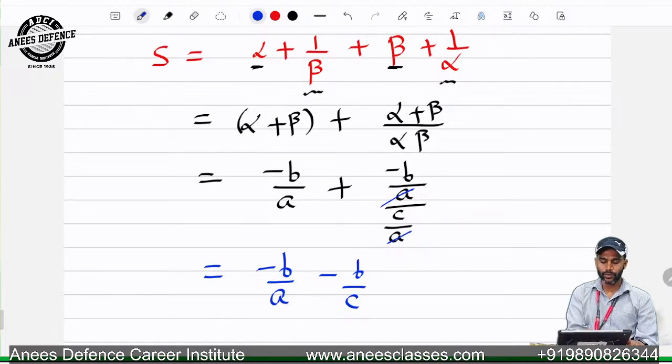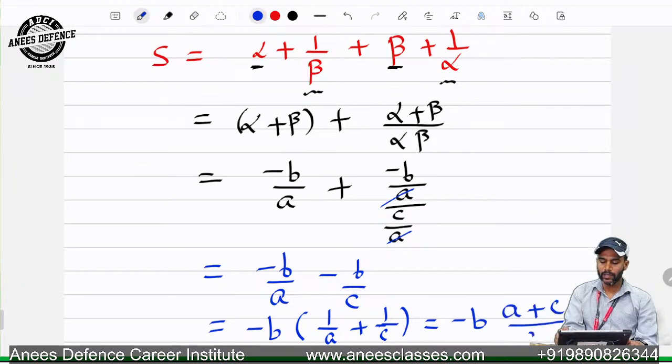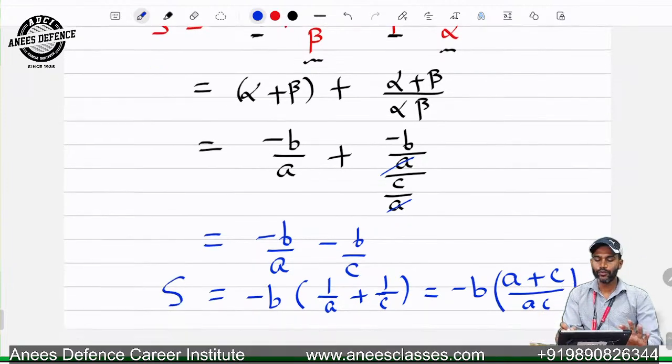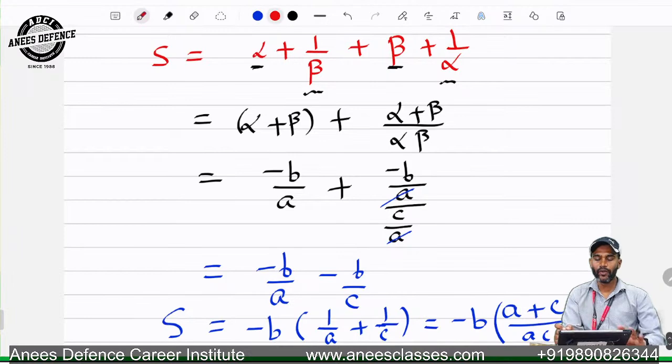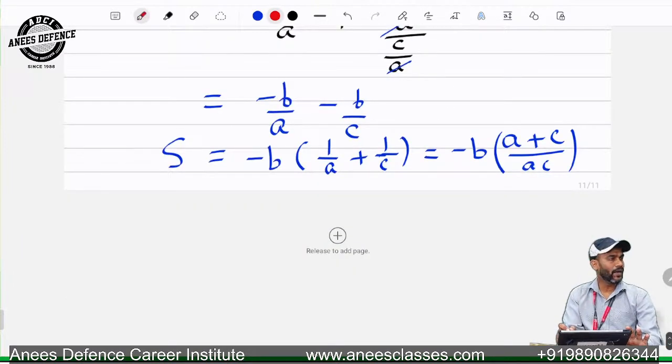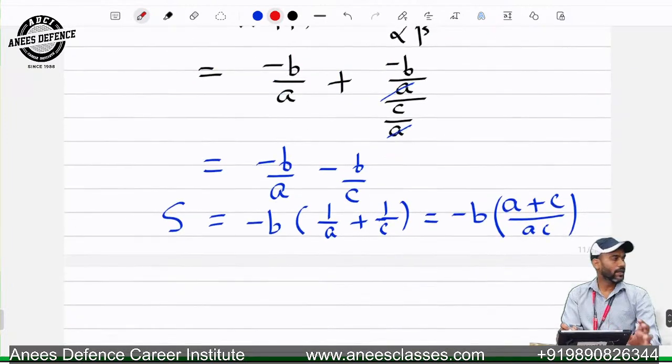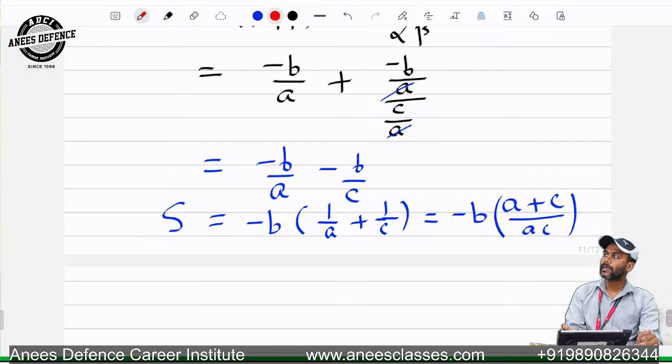So this is your sum. I can take minus b common. We are left with 1 by a plus 1 by c. That is nothing but minus b, tell me, a plus c upon ac. Yes or no? That is your sum. Now we are supposed to find the product. Have you understood this sum? Yes, sir. I have just simplified it, nothing else. So we have got S is equal to minus b times a plus c upon ac. Yes? Okay.